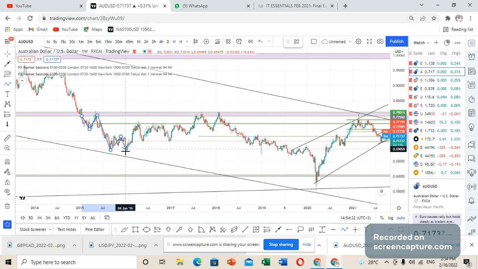We had some small consolidation there, and then we had a move to the upside to this particular region of resistance, a move to the downside, creation of a point of support.